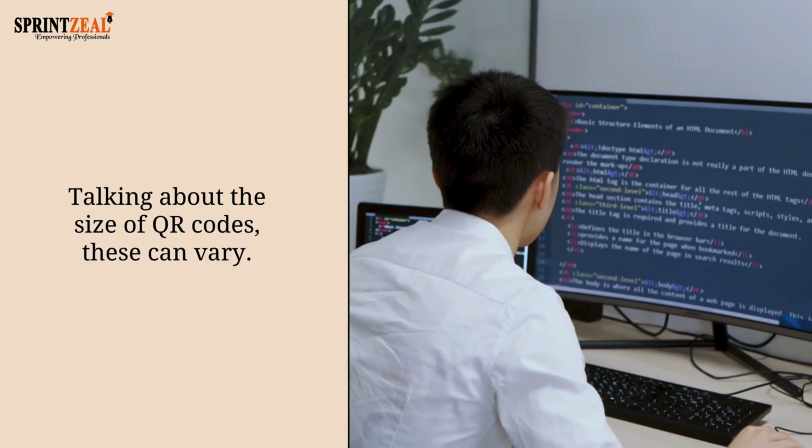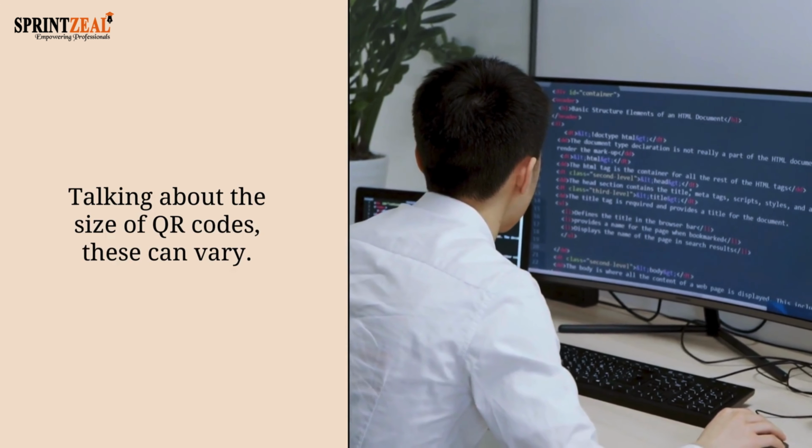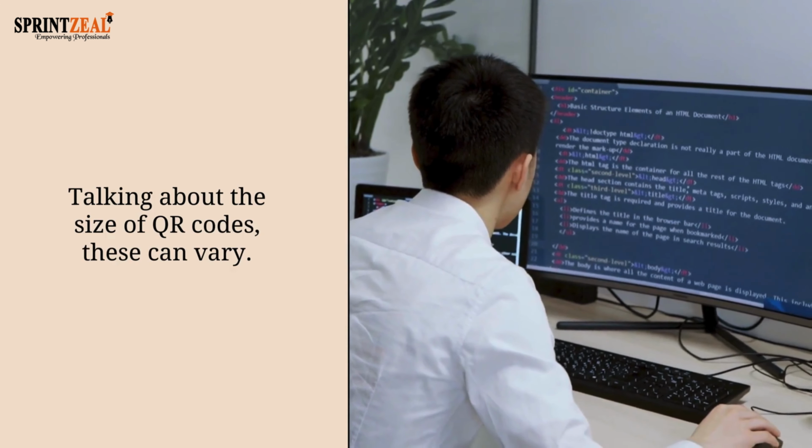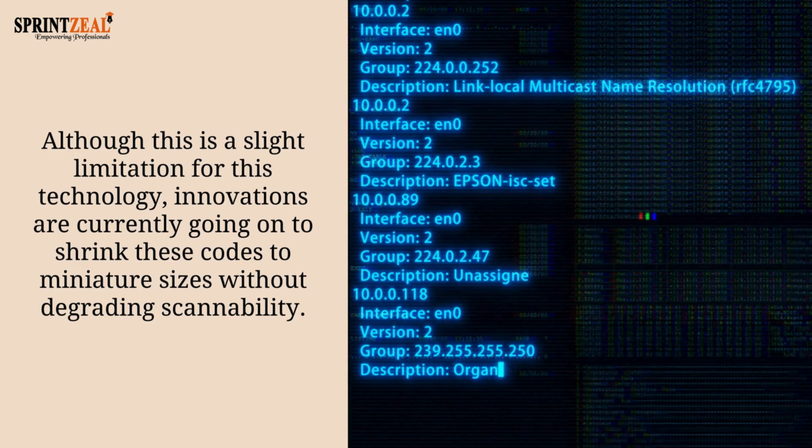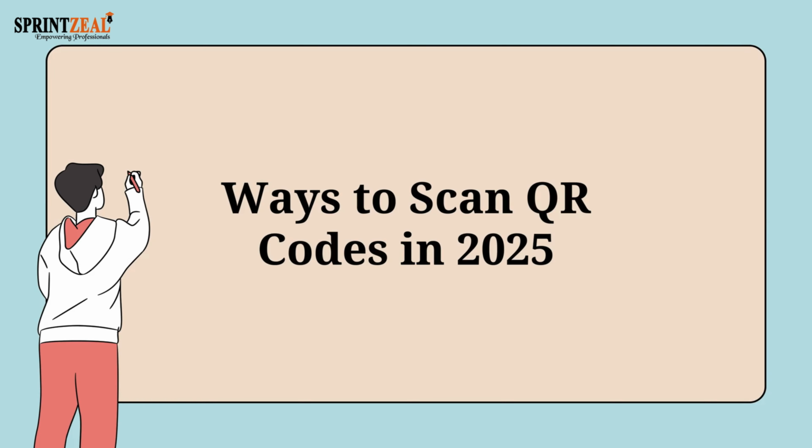Talking about the size of QR codes, these can vary. However, the least they can go is 2 by 2 centimeters. Although this is a slight limitation for this technology, innovations are currently going on to shrink these codes to miniature sizes without degrading scannability.